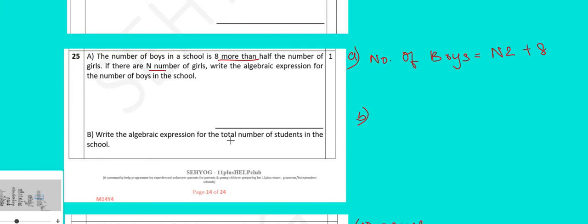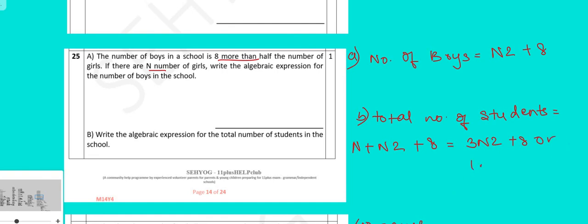Write the algebraic expression for the total number of students in the school. Now the total number is equal to n plus n/2 plus 8, which is equal to 3n/2 plus 8, or it can be written as 1.5n plus 8, because if we divide 3 by 2 we get 1.5n plus 8. So now the answer for B is this and the answer for A is this.